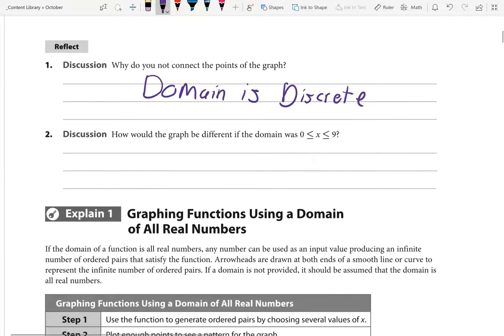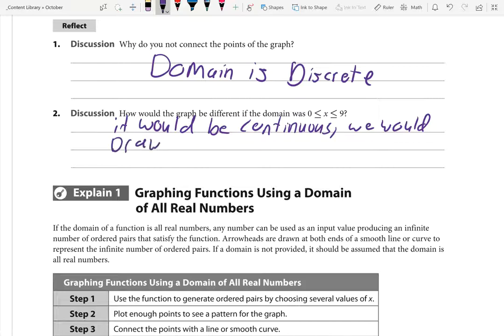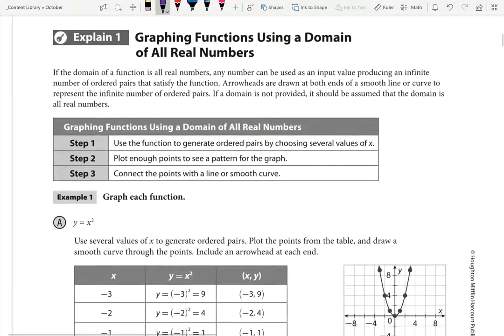Now, how would you graph it differently if the domain was 0 to 9? This would say that it's continuous. It would be continuous. We would draw a line. Okay.